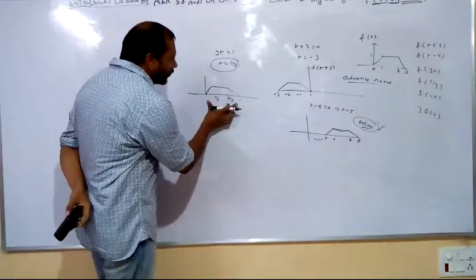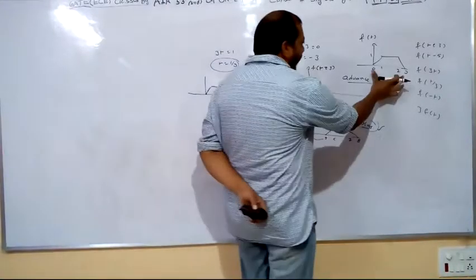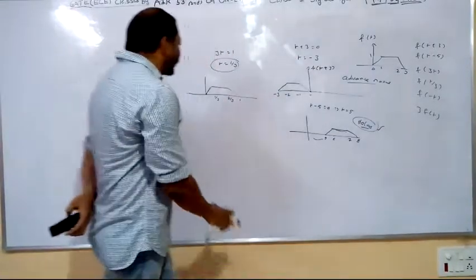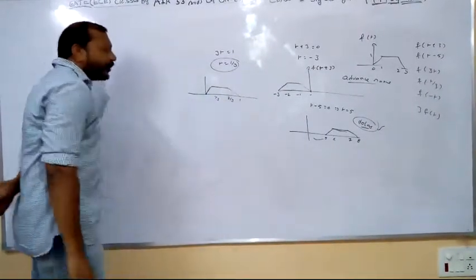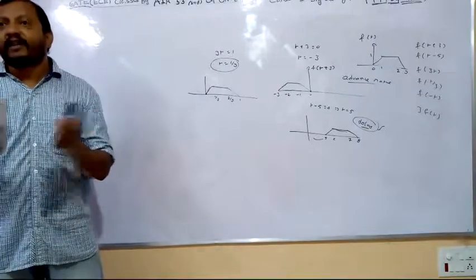So what is the width here? The width of the original signal is equal to 3. Here the width becomes 1. So the width is reduced. Yes, the corresponding signal is compressed.